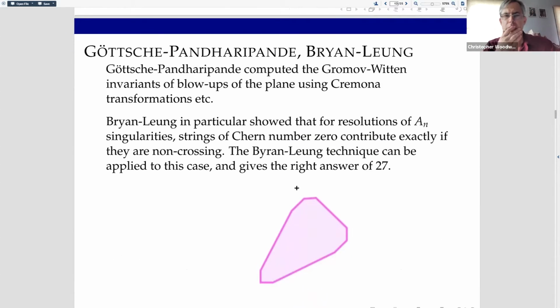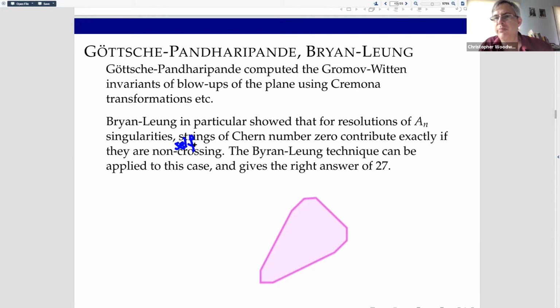Okay, so there are ways of doing this in algebraic geometry. So Göttsche and Pandharipande computed the Gromov-Witten invariants of blowups of the plane using the Cremona transformation. And the idea here is that you can blow down some of the lines and blow up some other points, and then you can compute all of them that way. And Brian Lin showed using their results that if you have a resolution of an A_n singularity, then the strings of Chern number 0 spheres contribute exactly if they are non-self-crossing. Okay, so the Brian Lin result can be applied to this case, and it does give the right answer of 27.